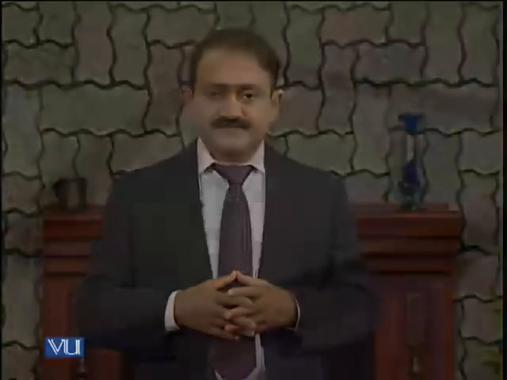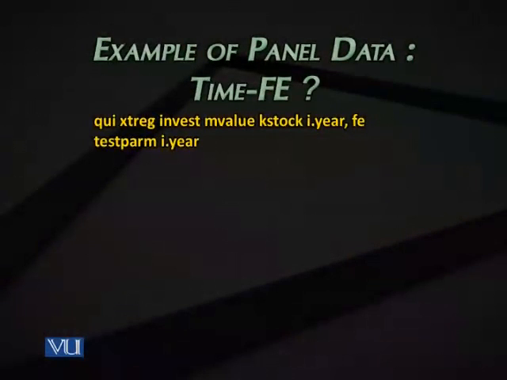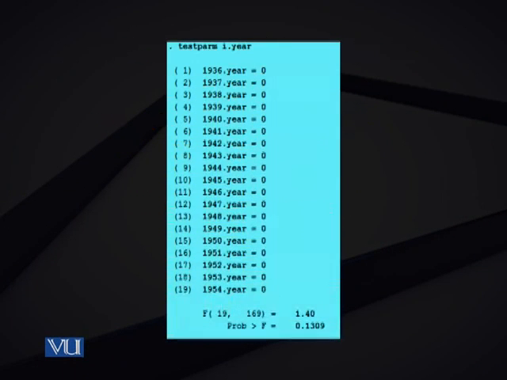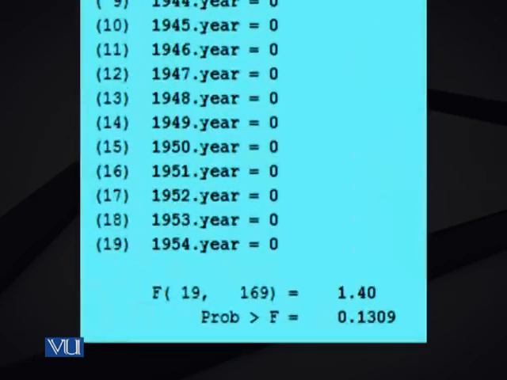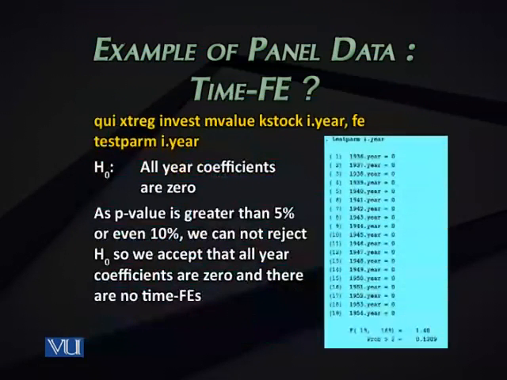So let's see what happens in this file. When we ran the command, it is test for test parameter i dot year. So you have years from 1936 to 1954. These are your null hypotheses, all are 0. The probability greater than F is 0.13, so we cannot reject H0. So this time we have to accept H0 and conclude that there are no time fixed effects. You can do that at the 5% or 10% level of significance. So if the p-value is greater than 10%, then you have to accept H0 and conclude that all the year related coefficients are 0 and you don't need to include any variable to capture the time fixed effects.